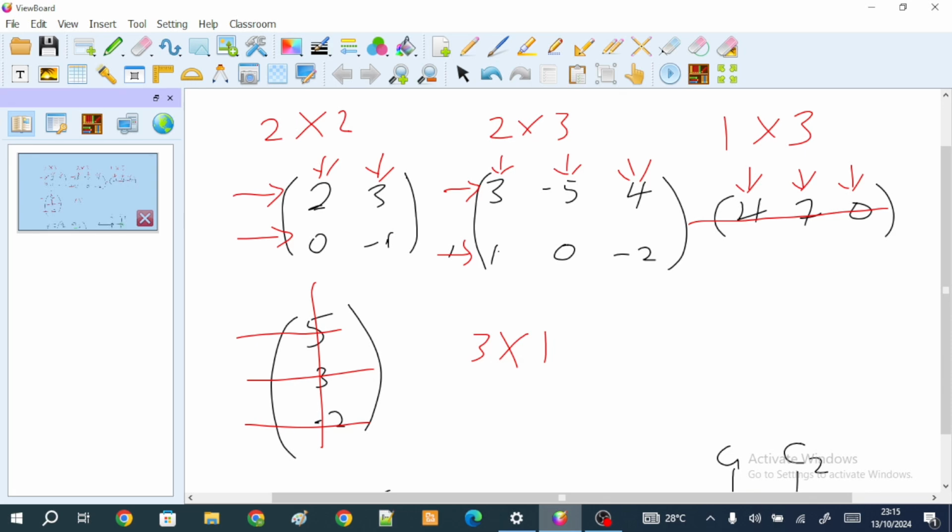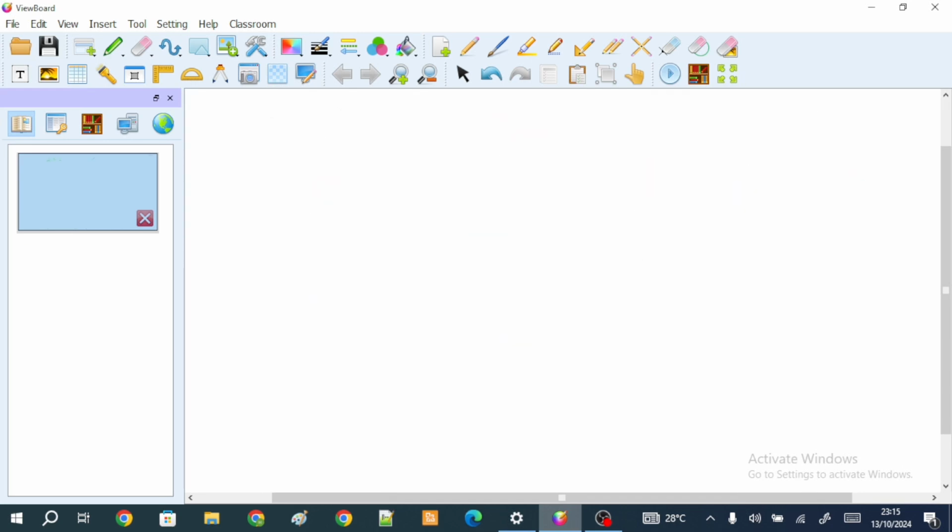So take note, when we move from left to right, we're moving in rows. When we move from top to bottom, we're moving in columns. So count the number of rows of the matrix by the number of columns of the matrix. That will give you the order of the matrix. Let's take a quick look at these exercises.